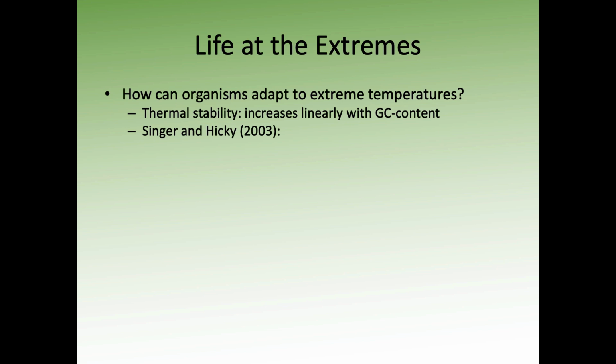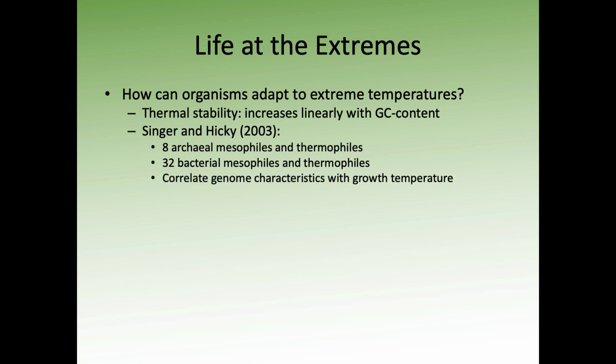So in 2003, Singer and Hickey looked at the genomes of 8 archaeal and mesophile thermophiles and 32 bacterial mesophile and thermophiles. And then they tried to see which genome characteristics correlated with growth temperature, optimal growth temperature. And one of the things that they found is that GC was not correlated with growth temperature. So it didn't actually look like the percent G.